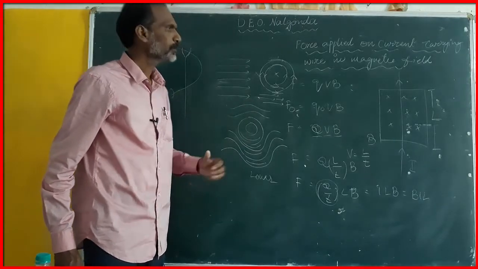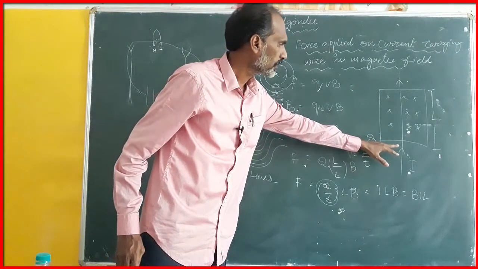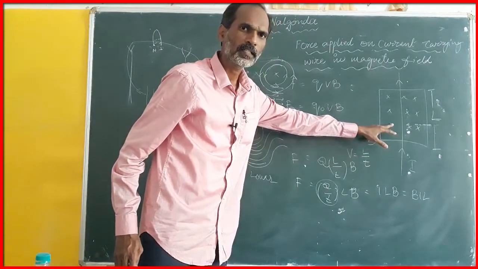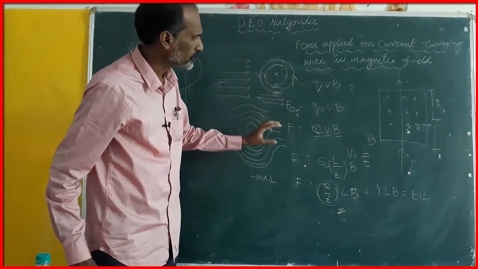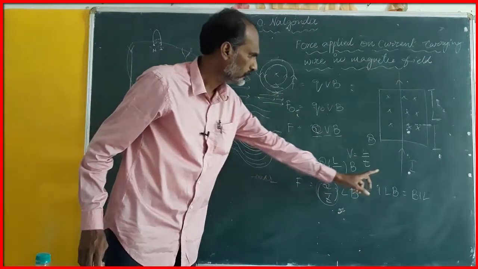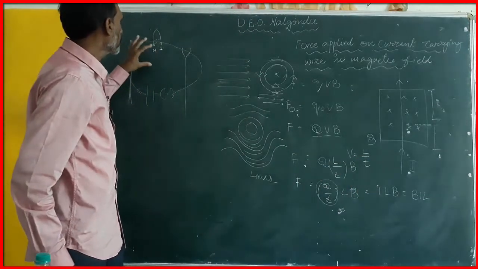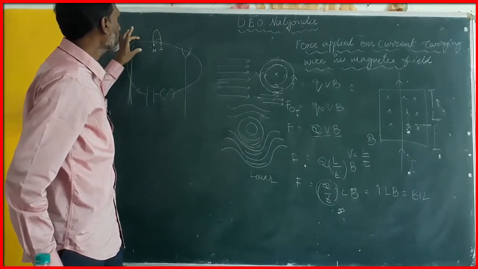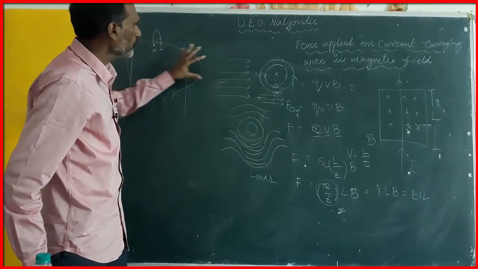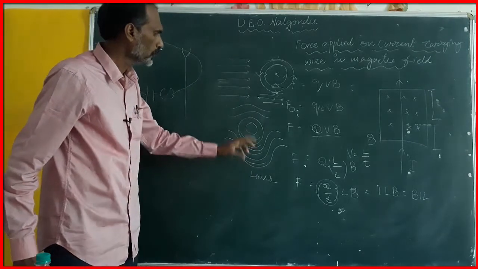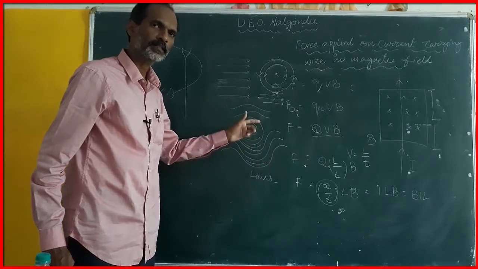It means that in the first instance, when the current carrying conductor is placed in the magnetic field, a force is applied. That force is calculated as F equals BIL. Now this current carrying conductor is placed in the uniform magnetic field. The impact of all these effects leads to the force applied by the magnetic field on the current carrying wire.